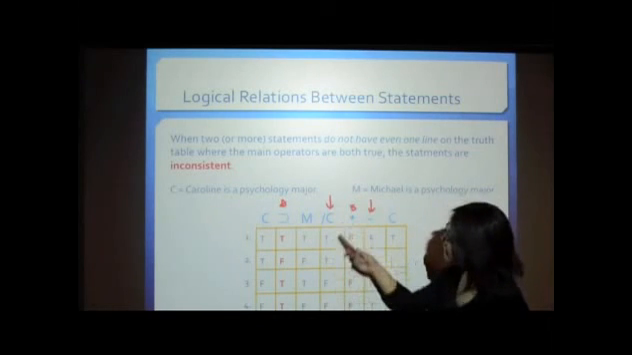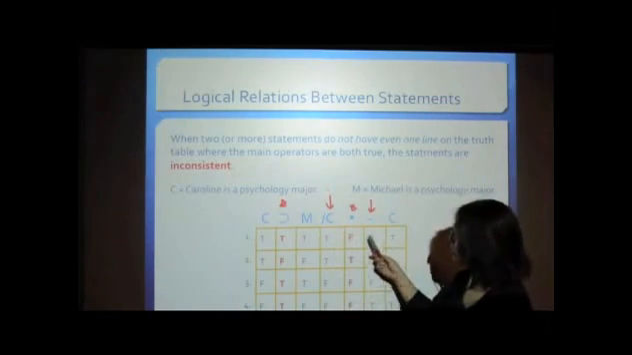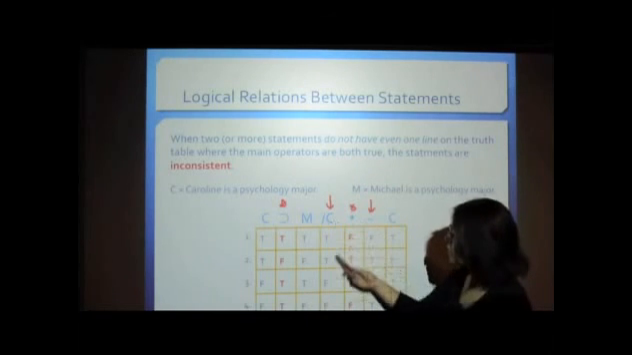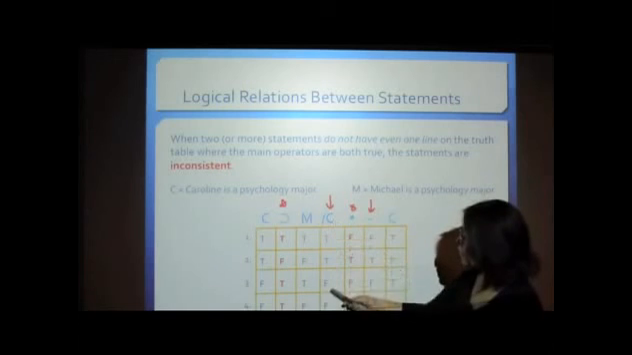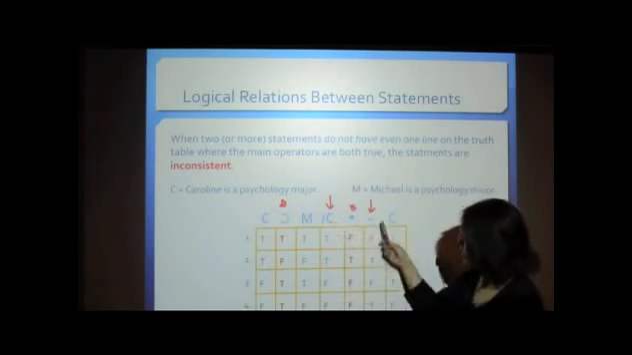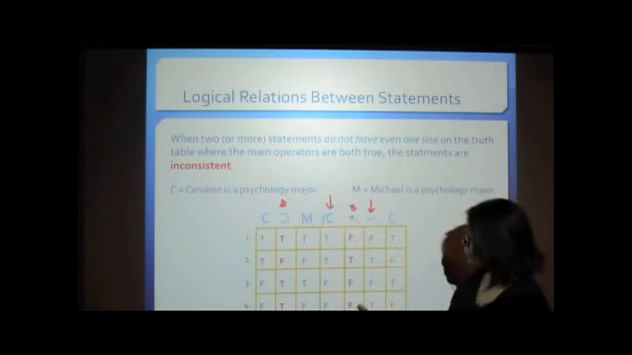Notice that when C is true and negation C is false, the conjunction will be false. When C is true and negation C is true, the conjunction will be true. When C is false and negation C is false, the conjunction will be false. And when C is false and negation C is true, the conjunction will be false.